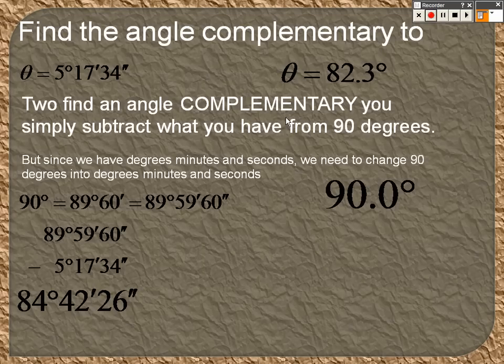So over here, since we have a decimal for this one, remember when you take two angles, add them together, you get 90 degrees. So it's 90.0 minus 82.3, which is 7.7 degrees.